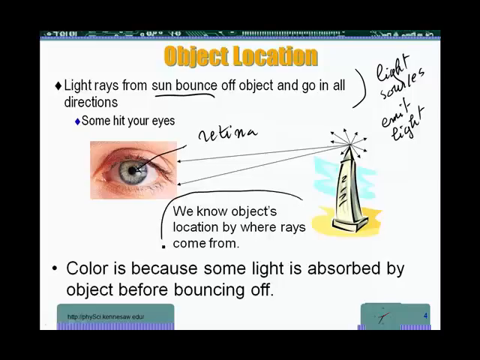Once an image of that object is on our retina, our brain allows us to figure out the position of the object by somewhat comparing both images on the retina, and essentially that's determined from how the light rays come from that object to our eye. As I mentioned while showing you the other simulation, color is because some of the light is absorbed by objects before bouncing off.